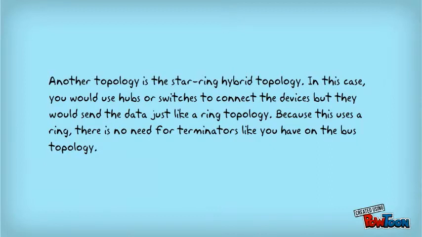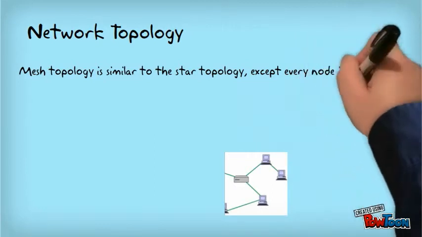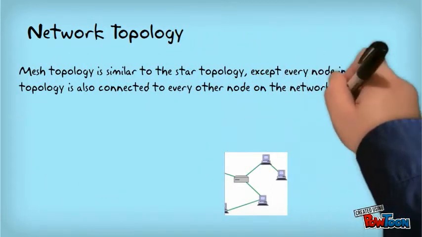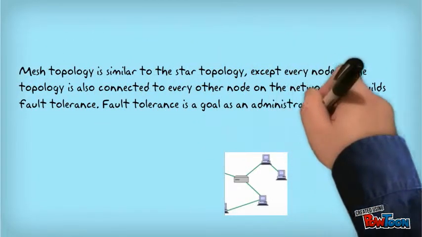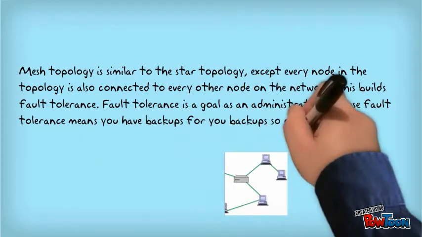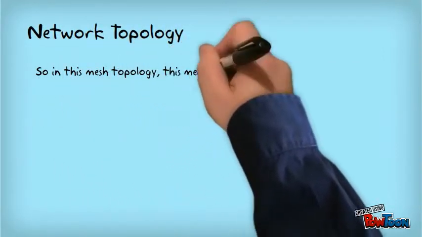Mesh topology is similar to the star topology, except every node in the topology is also connected to every other node in the network. This builds fault tolerance. Fault tolerance is a goal, so as an administrator, if you have fault tolerance, this means that you have backups for your backups so the data doesn't get lost.